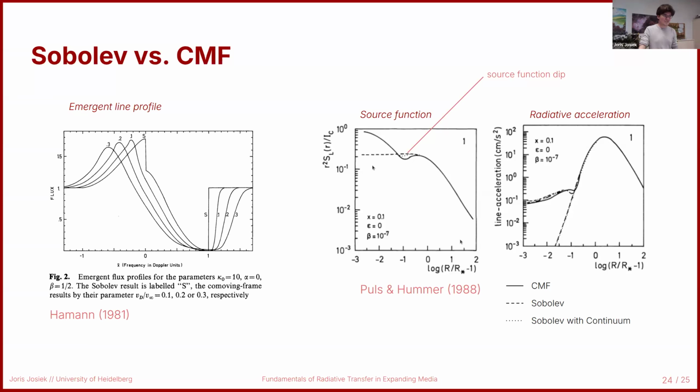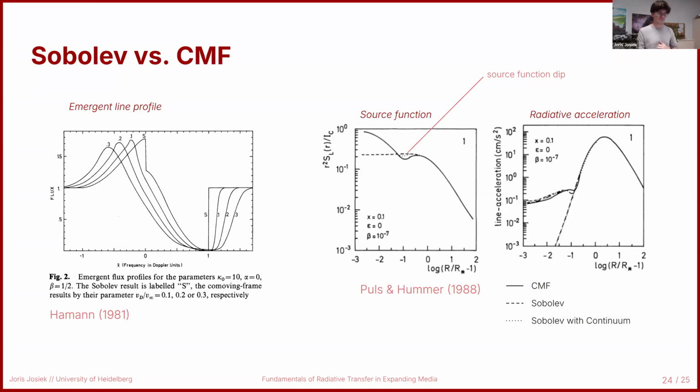And here you see the dashed line is the Sobolev approximation compared to the solid line, which is CMF. And you see that they match very, very well in the wind, which is also as I said for the Sobolev approximation, but they mismatch in the interior part, because for lines below the sonic point, the Sobolev approximation is no longer valid. And then there's one more thing, the source function dip, which you see here in the comoving frame solution, which is not reproduced by the Sobolev approximation because the Sobolev approximation assumes a constant source function.